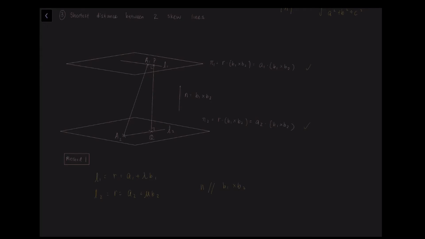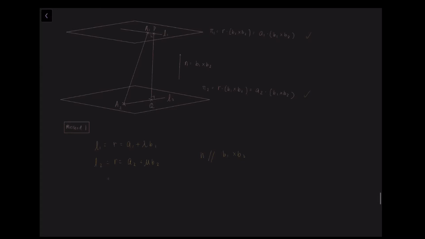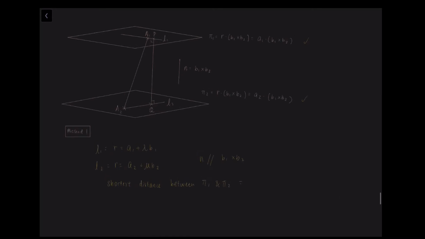And thus, the equations of planes pi1 and pi2, which contain the lines L1 and L2 respectively, can be written as r dot B1 cross B2 equals A1 dot B1 cross B2, and r dot B1 cross B2 equals A2 dot B1 cross B2. Let us now consider the diagram above. The shortest distance between the skew lines L1 and L2 is the same as the shortest distance between the planes pi1 and pi2, containing the lines L1 and L2 respectively.